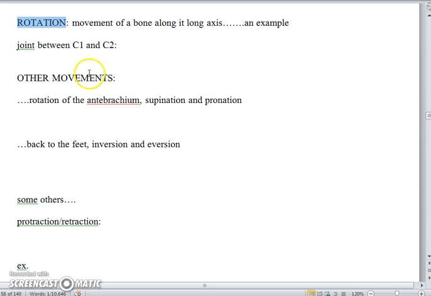This is also rotation, but it's rotation of the forearm, the antebrachium. Supination and pronation. Again, you want to do pictures in your book here. Supination is palm anterior, palm facing forward. Pronation is palm posterior.